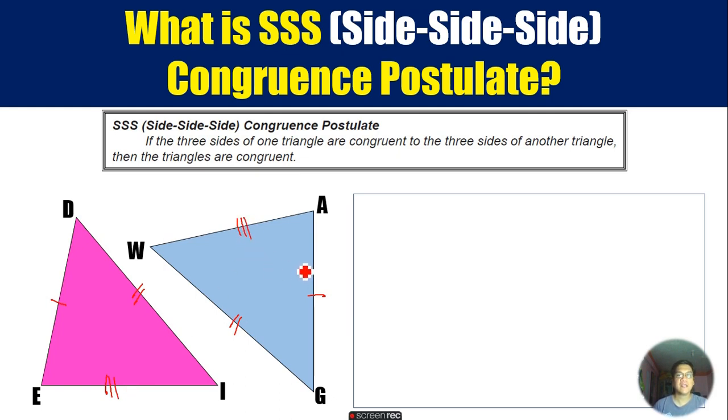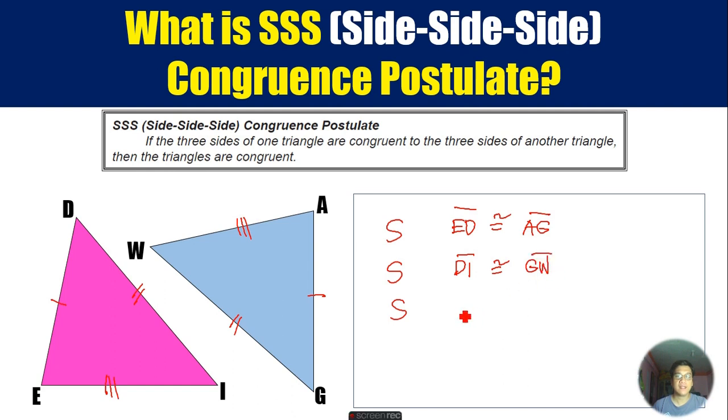So for me to be guided, let's see. Following the SSS, we have the tick marks as our guide. In this case, the first side, if I'm going to get side ED, that would be congruent to side AG. And then if we have the next side as DI, that would be congruent to GW. Next.